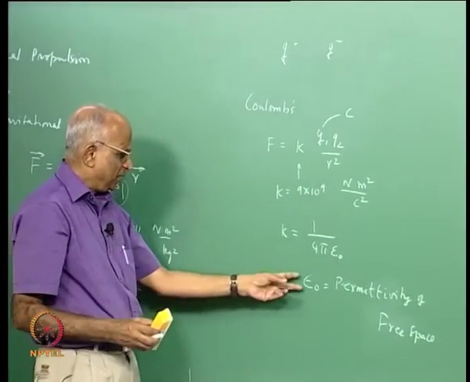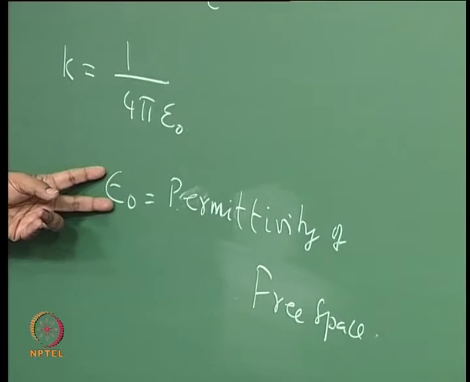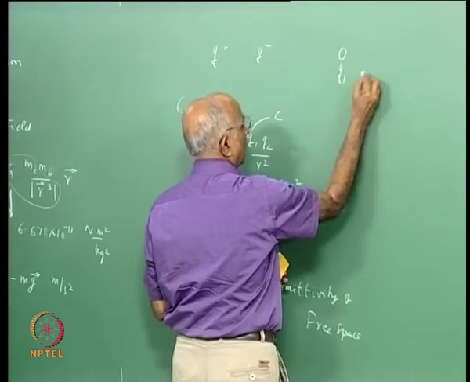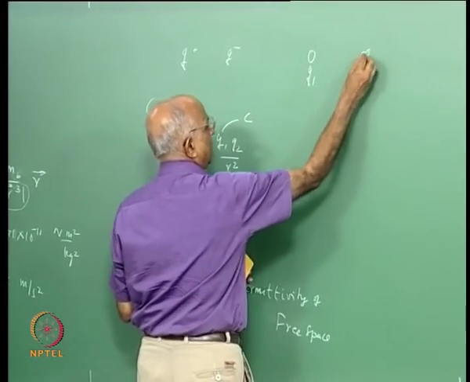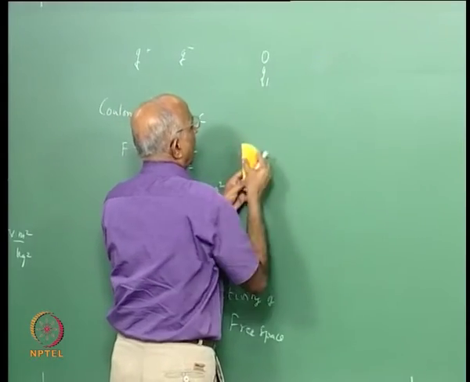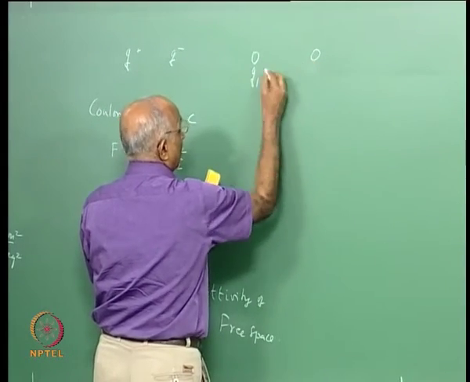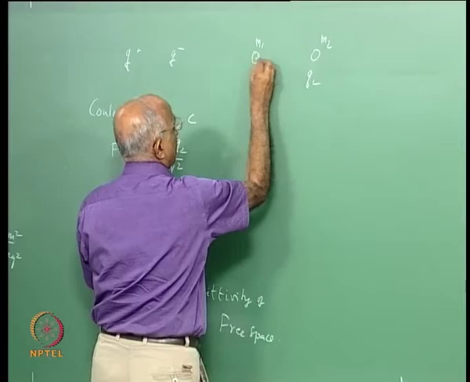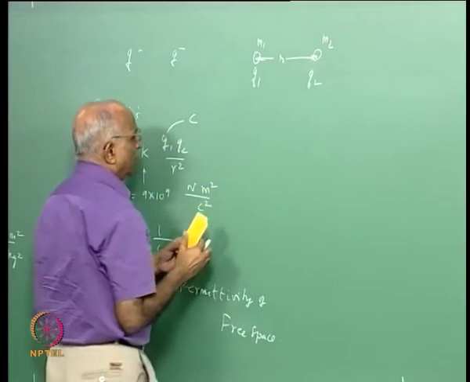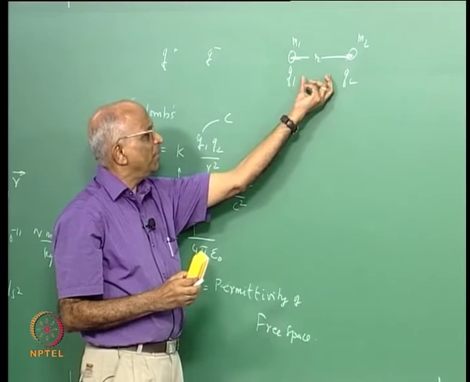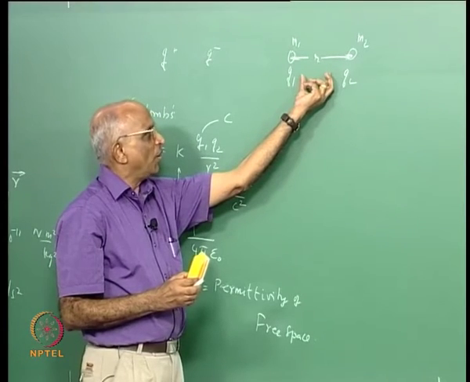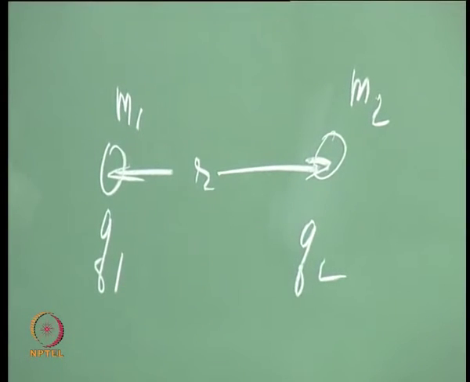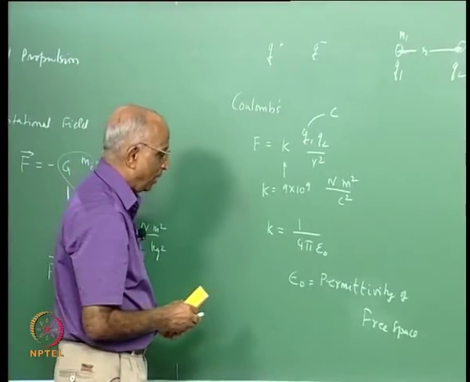What is it I am talking about? What does epsilon denote? The ability of the space between these two charges. Let us say I have a charge q1, I have a charge q2. I have a body of mass m1 having q1 here, mass m2 having q2 here, separated by a distance r. Epsilon is the permittivity of the space between these bodies, that is the ability of the space to hold the charge, that means it permits something, and this is known as epsilon naught.